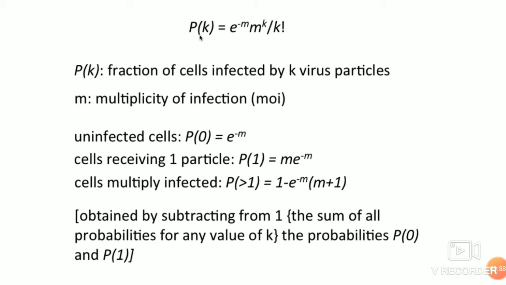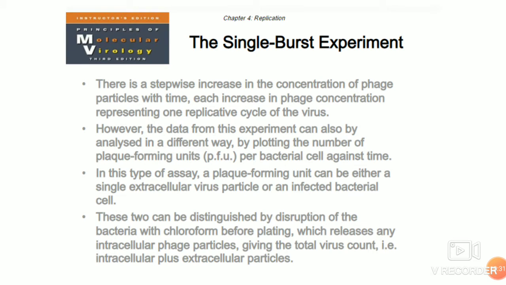The fraction of uninfected cells is represented by P0, which is e to the power of minus m. Cells receiving one particle, that is P1, is equal to m times e to the power of minus m. Cells multiply infected, that is, cells infected by more than one particle, is equal to 1 minus e to the power of minus m times (m plus 1). So using that, you can calculate how much viral load is required for a single burst experiment.